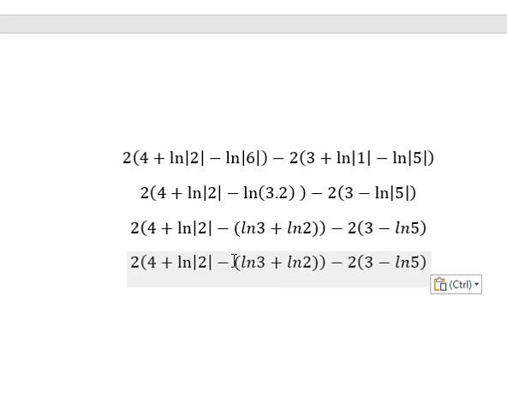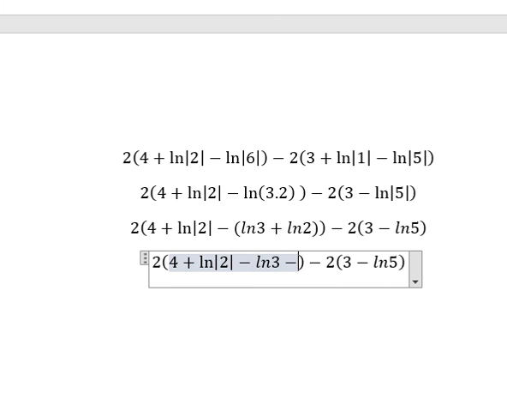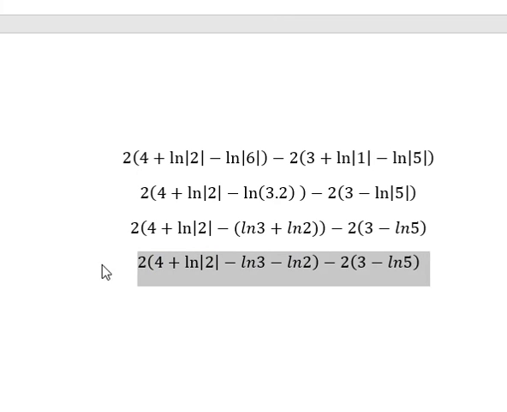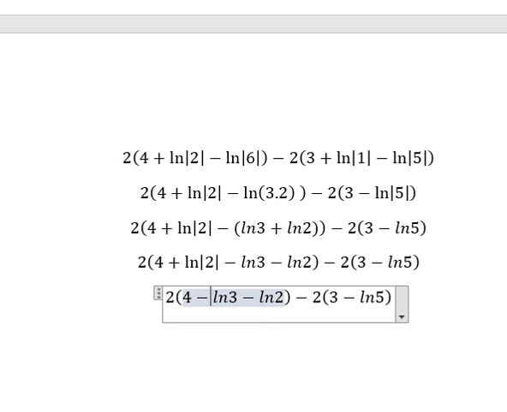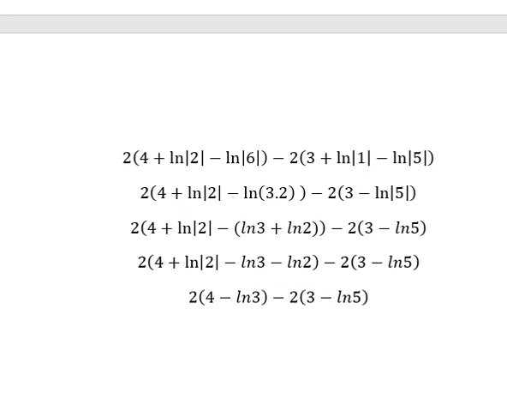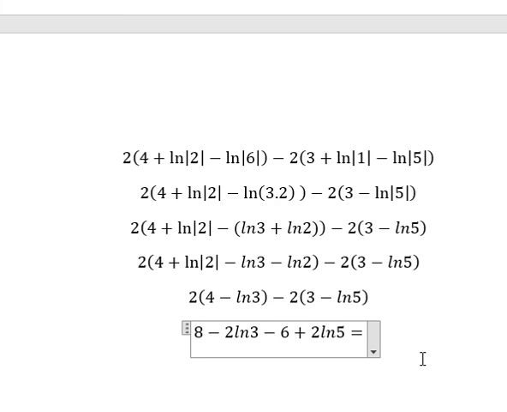So this one we need to open parentheses. So ln 2 minus ln 2, so you get 0. Now 2 multiplied by 4 ln 3. And 8 minus 6, we have 2.